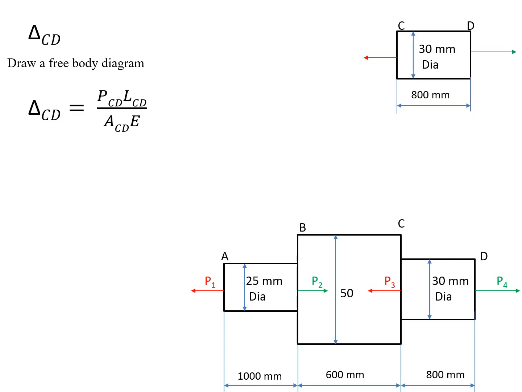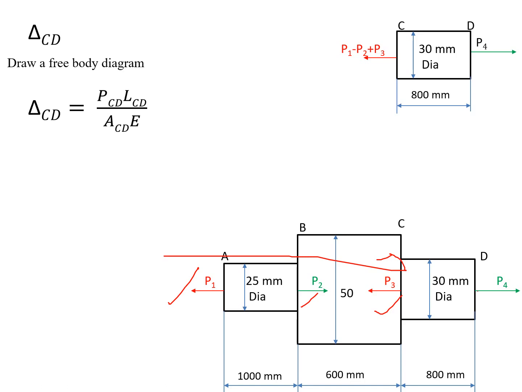We have to observe what forces are acting. See here, up to here, this is the left hand side. So we have to observe here: P1 is tensile, P2 is compressive, and P3 is tensile. So here, on this side, it is equal to P1, tensile, P2 compressive, so minus P2, and P3 tensile, so plus P3.